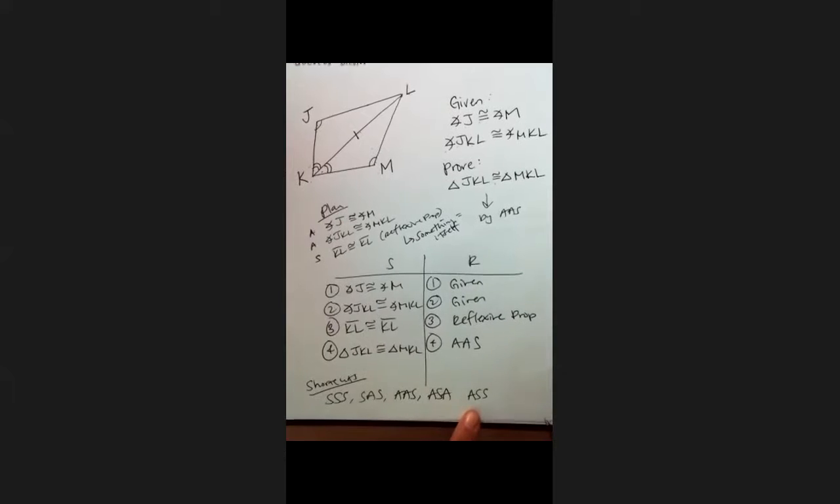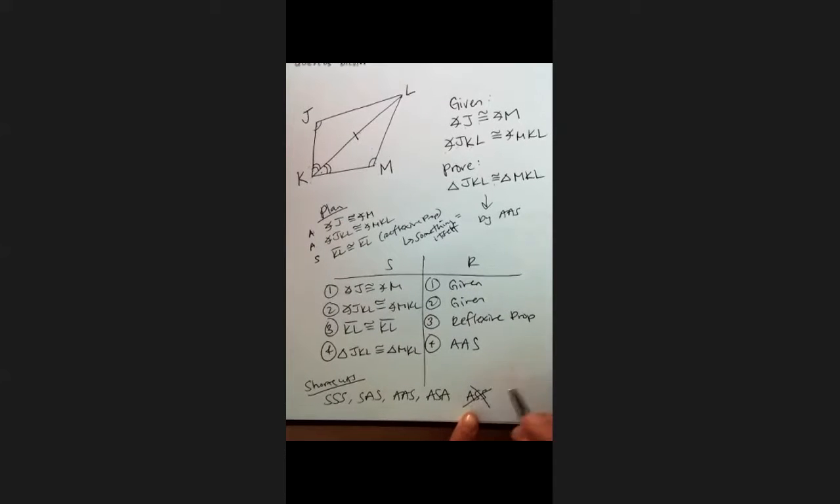And what were the four shortcuts that we can use to prove triangles are congruent? We can use side, side, side. We can use side, angle, side. We can use angle, angle, side, and angle, side, angle. So just remember your four shortcuts, 4, 4, 4. Will we ever have this as a shortcut? No, we have no buts in geometry. There's no buts allowed.